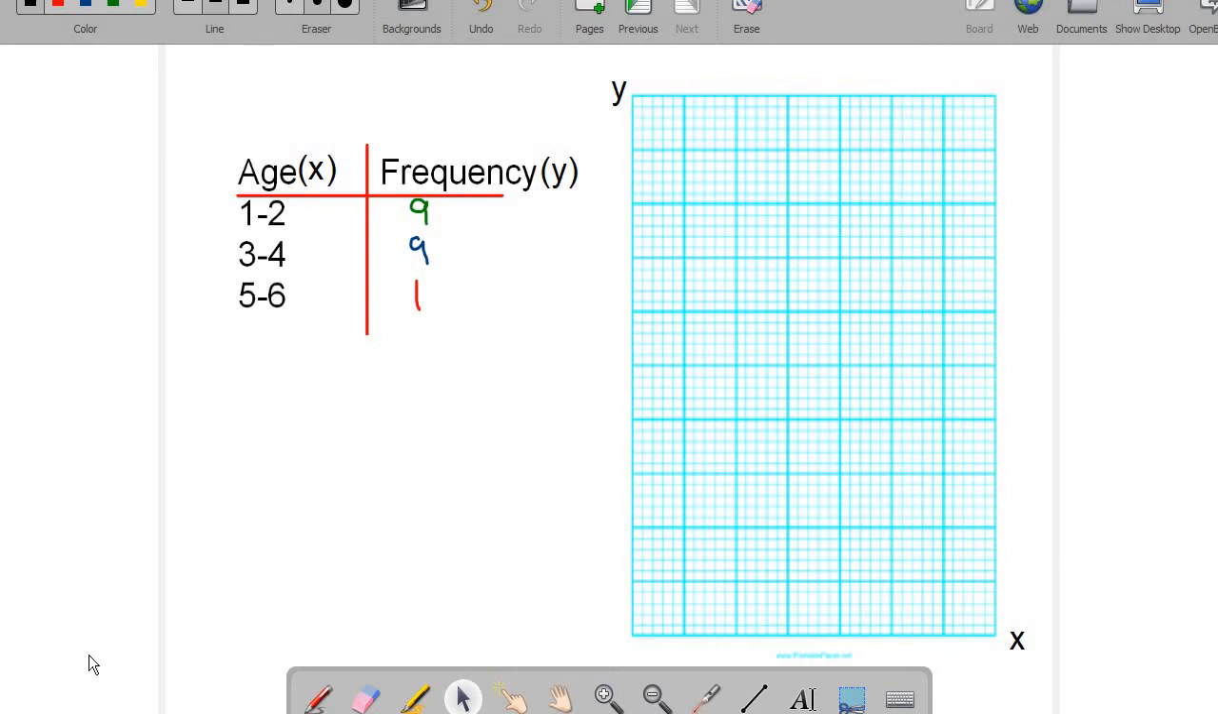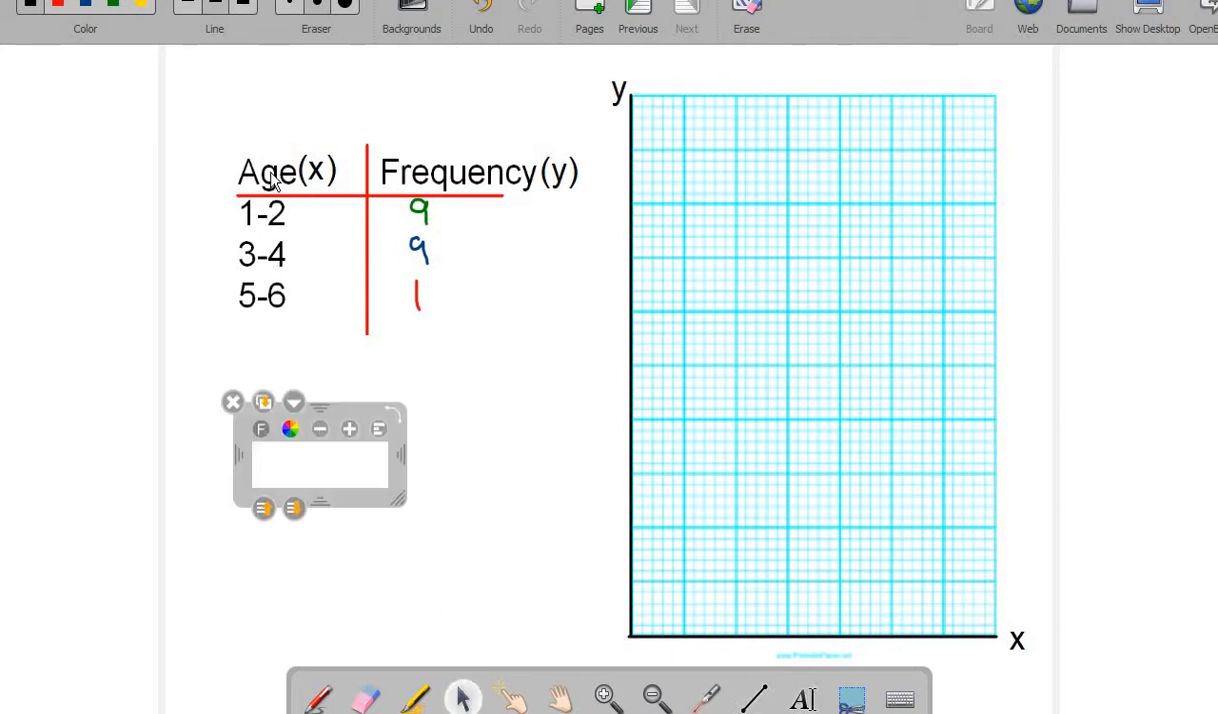Alright, so in this video I'm going to show you how you create your histogram. The first thing you're going to do on your graph paper is draw your x and y axes. So just draw a line on this side of your graph paper, and the horizontal axis, that's the x-axis, goes on this side. Alright, so we need to choose a scale that will fit all of the values.